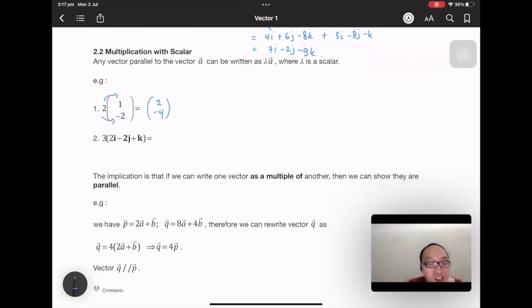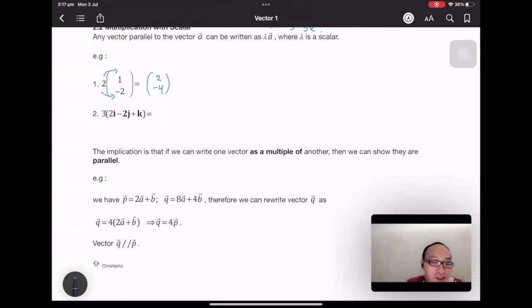And the second example, 3 times (2i minus 2j plus k). So we can do 3 times 2, 3 times negative 2, and 3 times 1. So it's 6i minus 6j plus 3k.